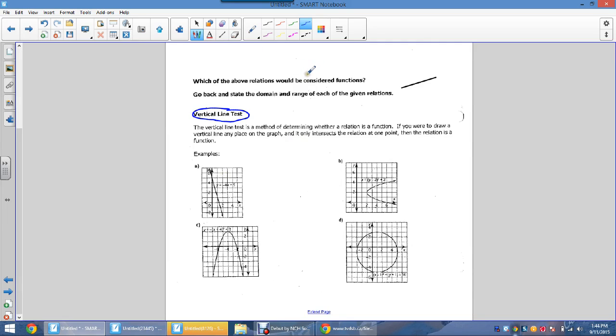But to check to see if something is a function, we want to have an independent or only one x value for any given y value. Okay, so you do not want to see the x repeated at all. So for example, something like this, a parabola that goes sideways like this is not a function.